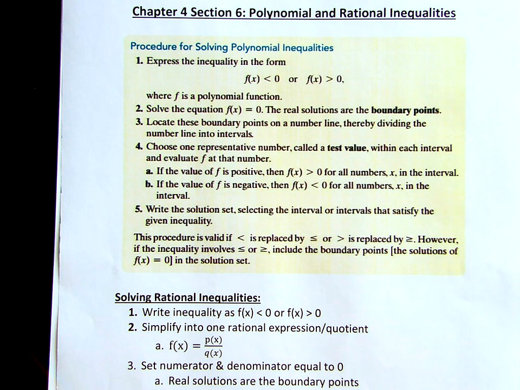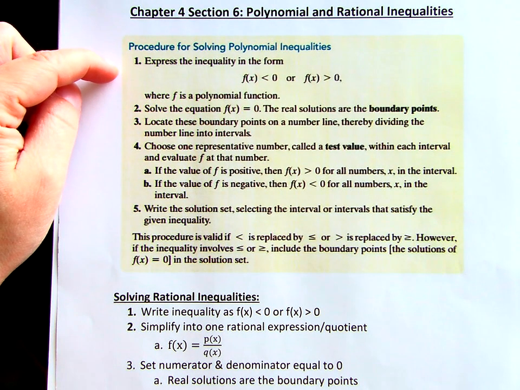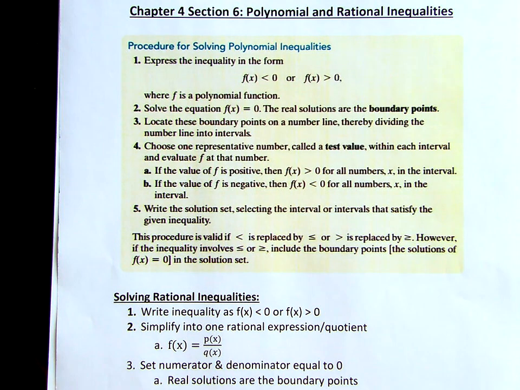I think the procedure is great. It is the procedure you want to use. I think it's confusing until you see it worked out on a problem. So these are the steps. We have 5 steps that we're going to take. A lot of times step 1 is already going to be done for you. You won't have to worry about it because they're going to give it to you as your function is less than or greater than 0.